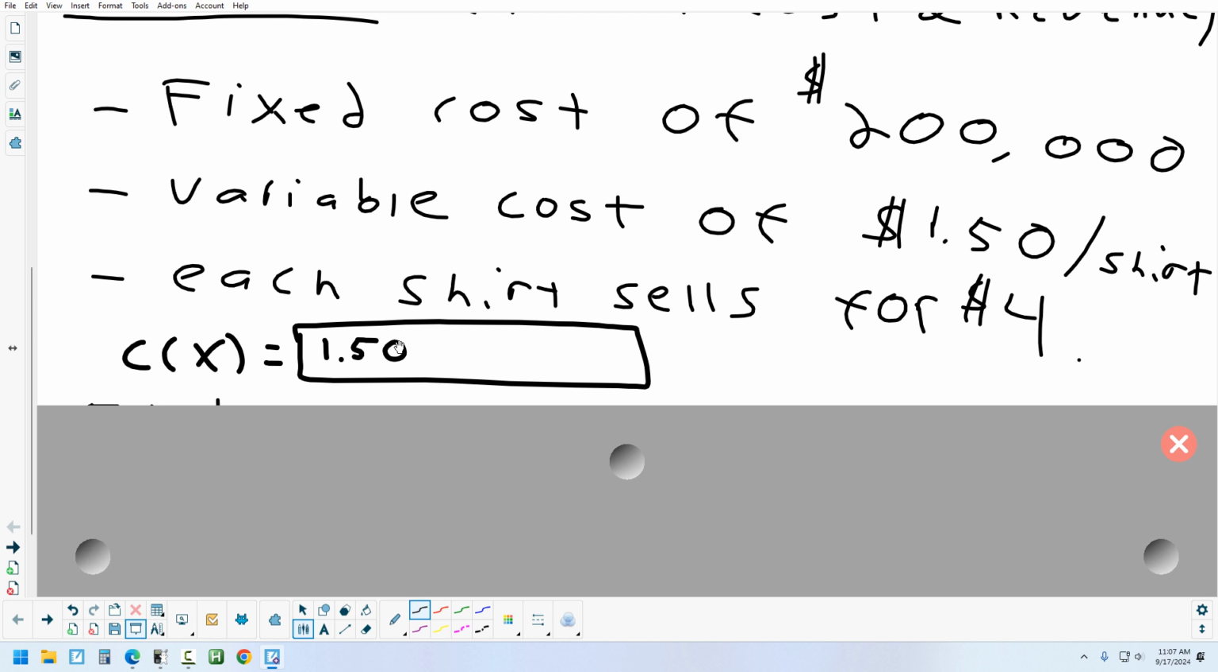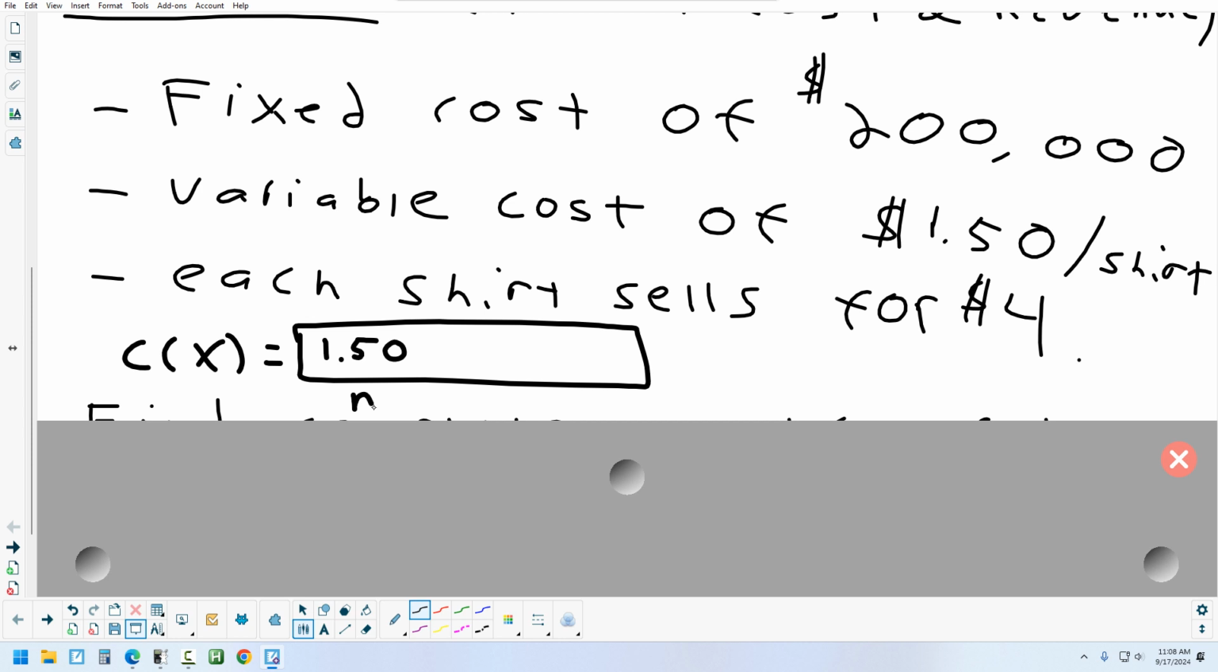That's my variable. So we need to pick a letter that represents the number of shirts. Let's not use S, because my S's look like 5s. So what would be a good letter to represent the number of shirts? N. Sure. N for number of shirts. So I'm just going to put that right down here. N is the number of shirts. Okay. So it costs $1.50 times N.